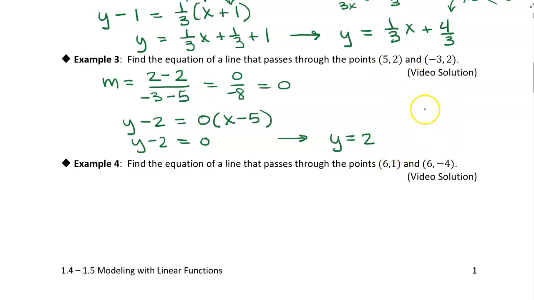If you sketch a little graph of where these points are, let me just sketch what this would look like. The first point is (5, 2). So we go over by 1, 2, 3, 4, 5, and go up by 2, and there's our point, right? That's our point (5, 2). (-3, 2) is over here. So there's -3. We go up by 2, we're over here. If we connect those points with a line, you can see what it looks like, right?